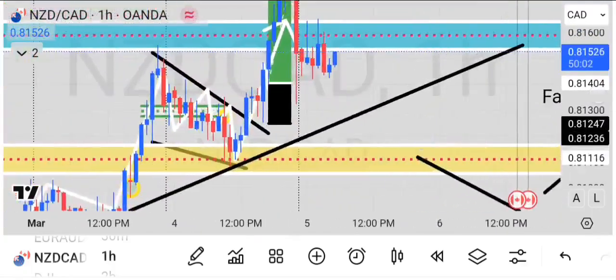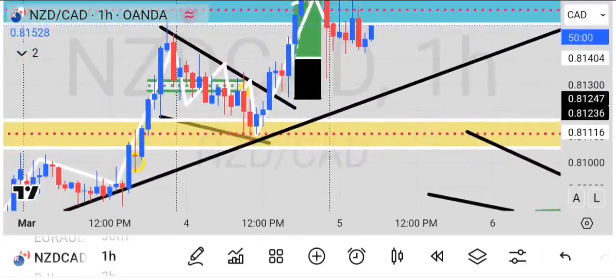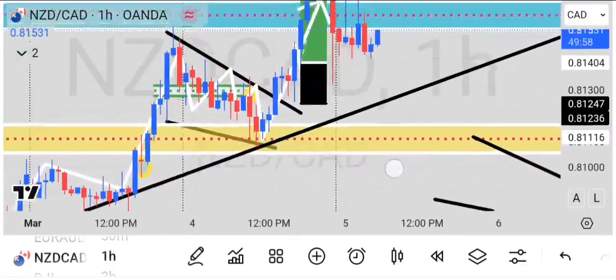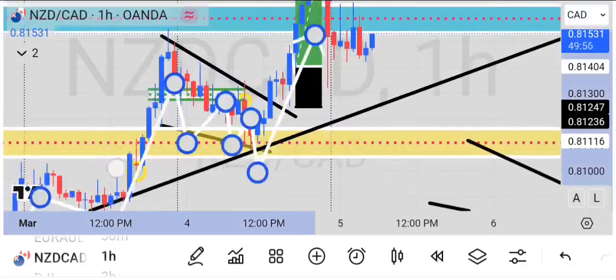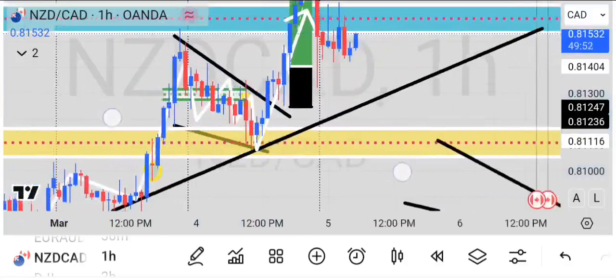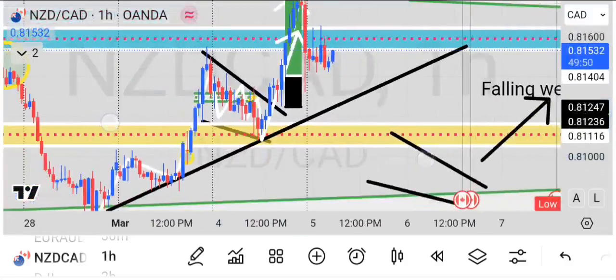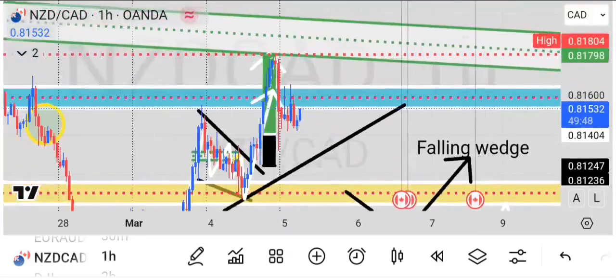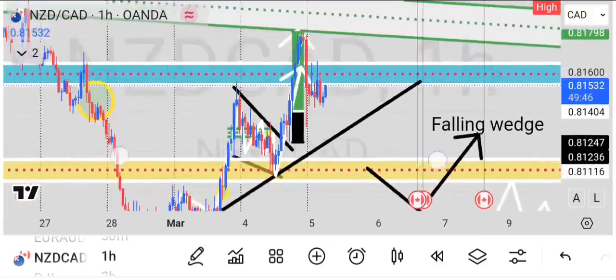Remember, multiple time frame analysis is very important. Even if you're a scalper, you will also know what is happening on the high time frame. Remember, any time frame could be your high time frame. It is up to you.